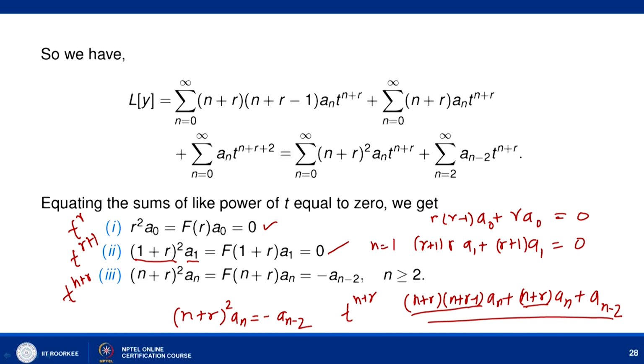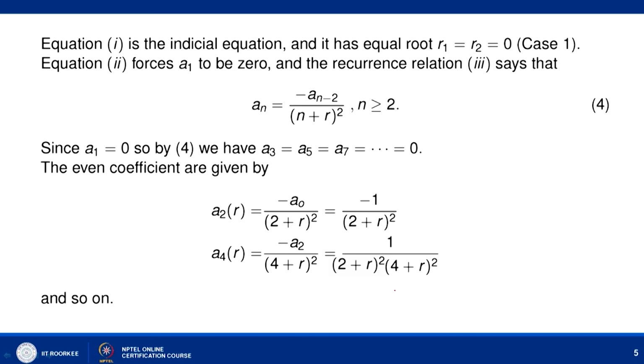So, here we will get three equations. First is r square a naught equal to 0, next is f of 1 plus r into a 1 equal to 0, and the last one is f of n plus r a n equal to minus a n minus 2, where n is greater than or equal to 2. Now, equation 1 is the initial equation, that is r square a naught equal to 0. We already know that a naught is never 0. So, your initial equation f of r is equal to r square equal to 0. The roots of this initial equation are 0, so r1 equal to r2 equal to 0.